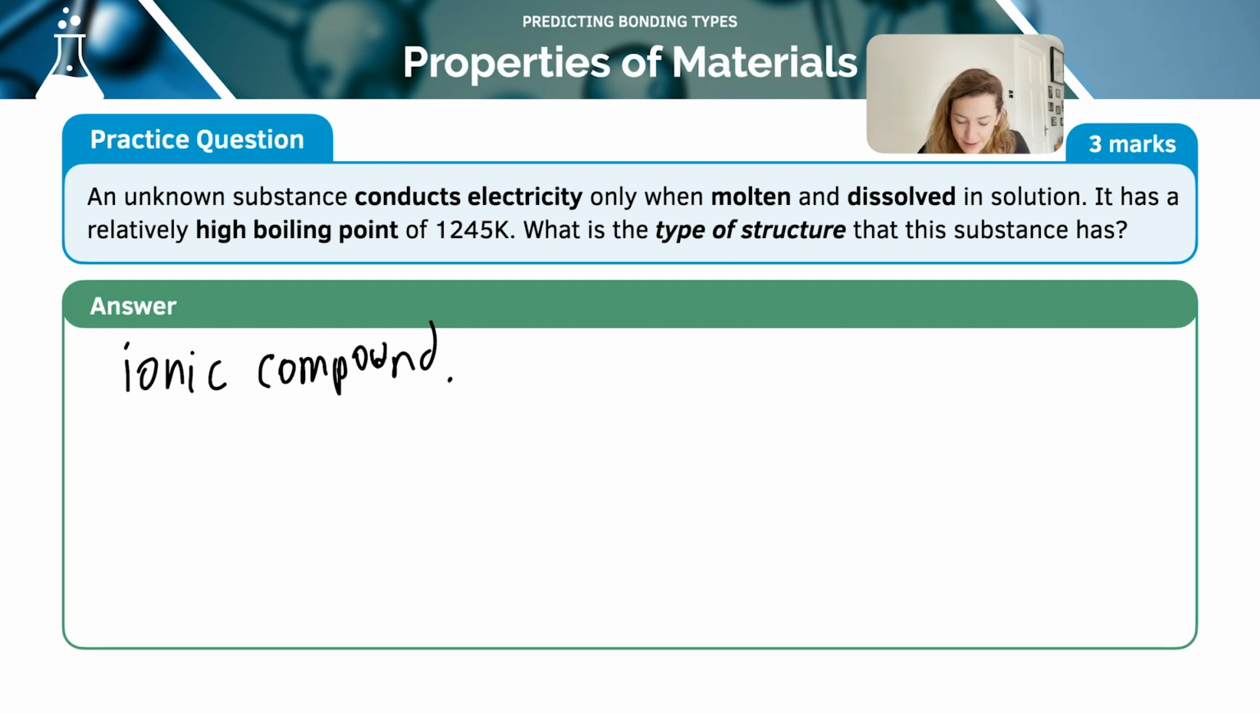And then I'm thinking about the fact it's got a high boiling point. Now, this fits with my ionic compound theory as well, because those electrostatic forces of attraction between those positive and negatively charged ions is very, very strong and requires a lot of energy to overcome. Therefore, I would expect a high boiling point for an ionic compound. Maybe I'll swap out the word compound for structure, because really that's what we're talking about. So ionic structure.